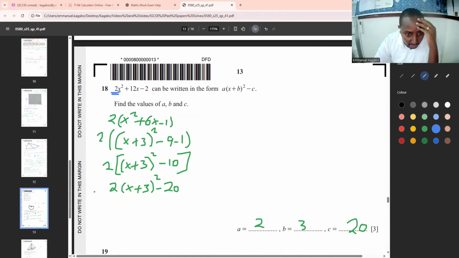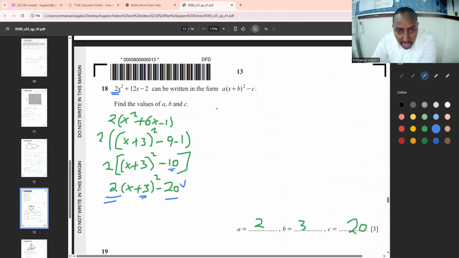So I have 2 here. Then if I subtract here, I'm going to have 10 times 2, and this 2 multiplies here to get 20. Now, what's the value of A? The value of A is 2. What's the value of B? It is going to be that. And the value of C, this one.